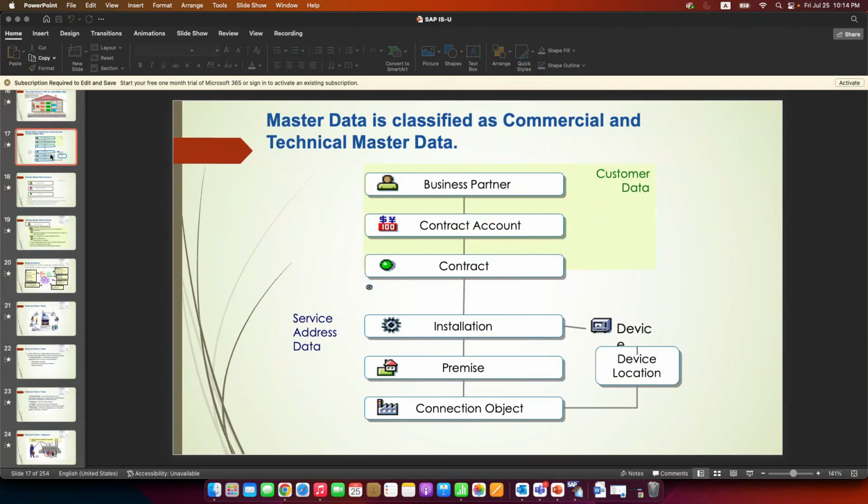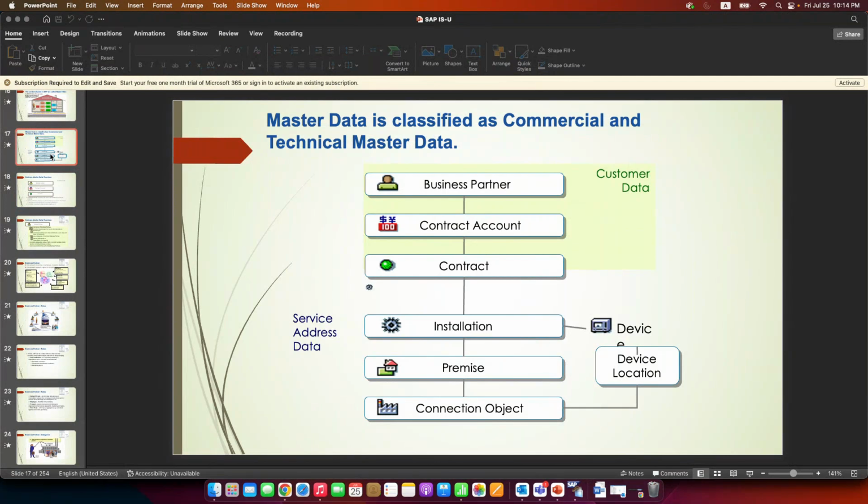The next one is called contract. Contract is an agreement for a specific service. That means if your utility company is providing more than one service, we'll have a contract for each service. In a simple relation, as many installations as you create, that many contracts will be created.